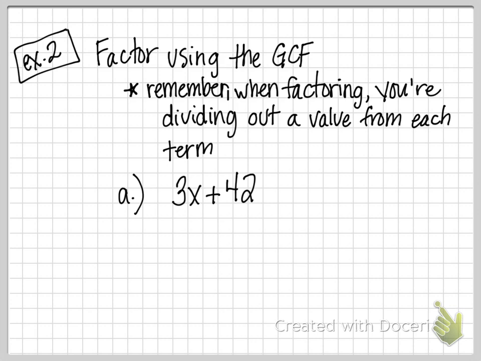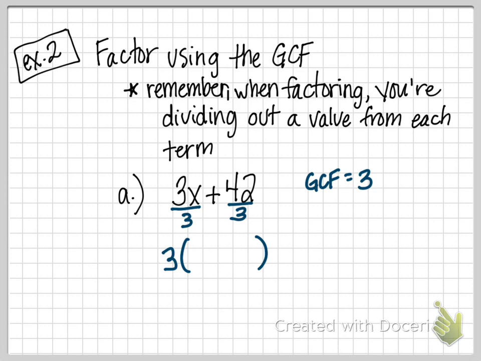What is the GCF? What is the greatest common factor of 3x and 42? Miles. Good. So our GCF is 3. That means that's the number that we are going to divide out or factor out. So I put this 3 outside my parentheses. Don't forget that. If you forget the 3 out in front, it's not correct. And then we divide every term by 3 in order to figure out what goes inside our parentheses.